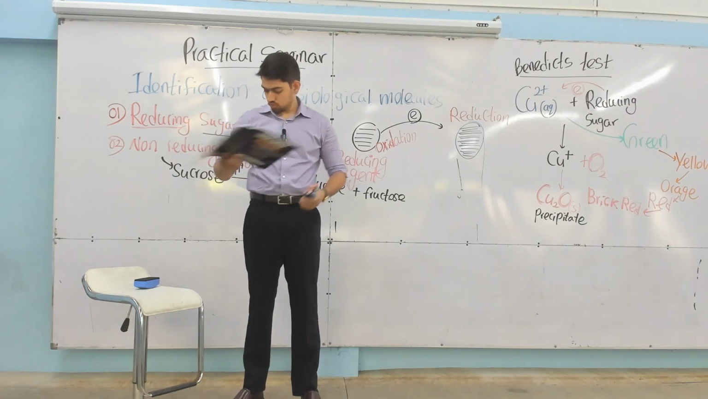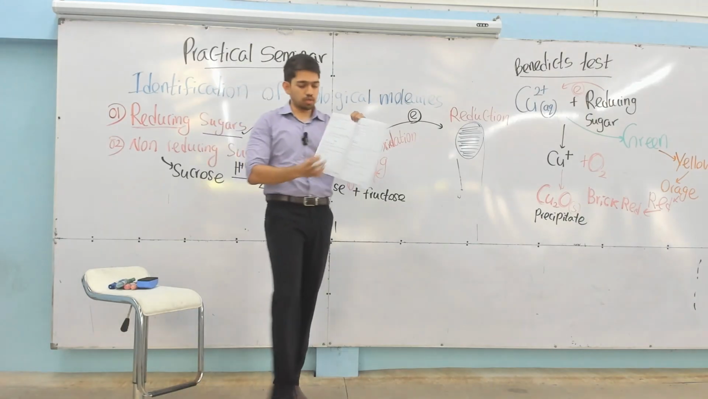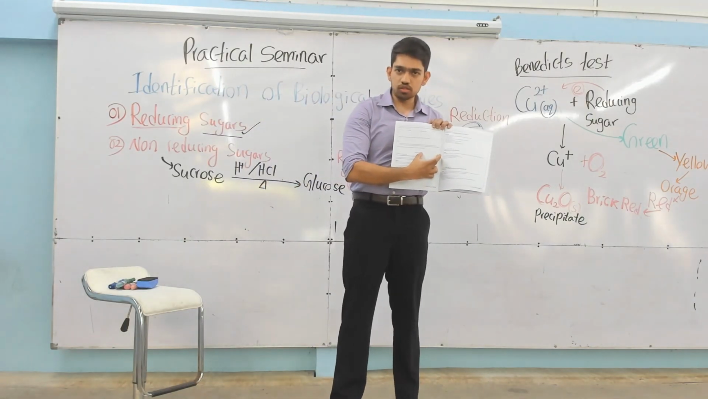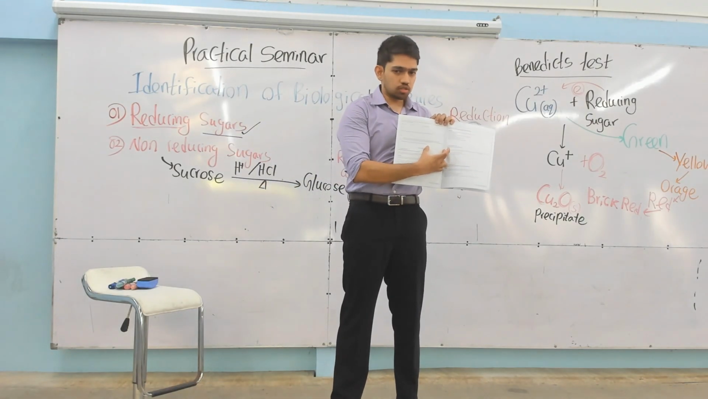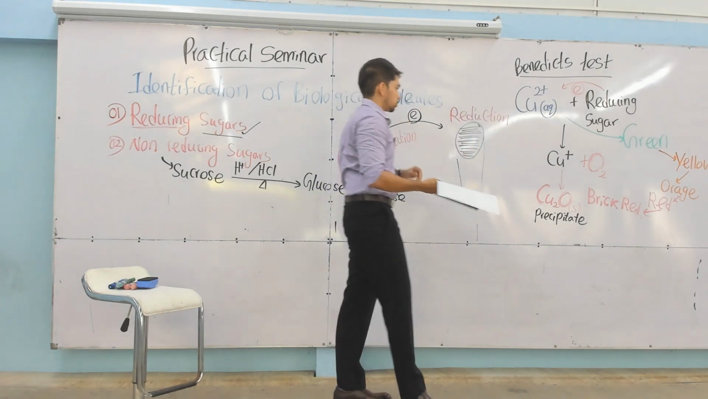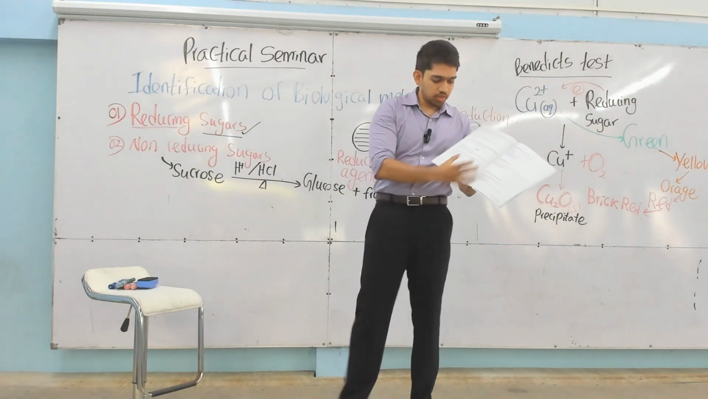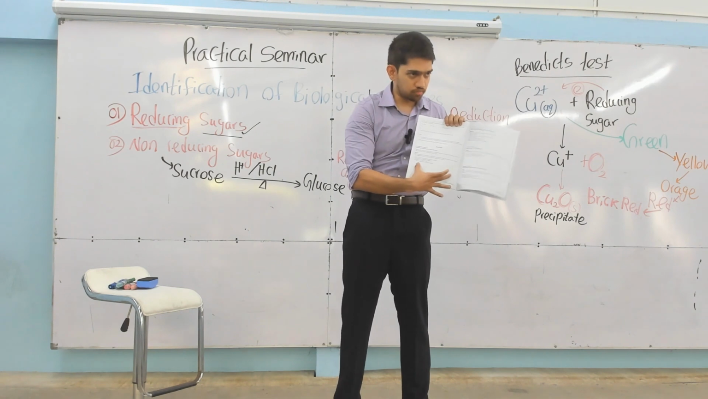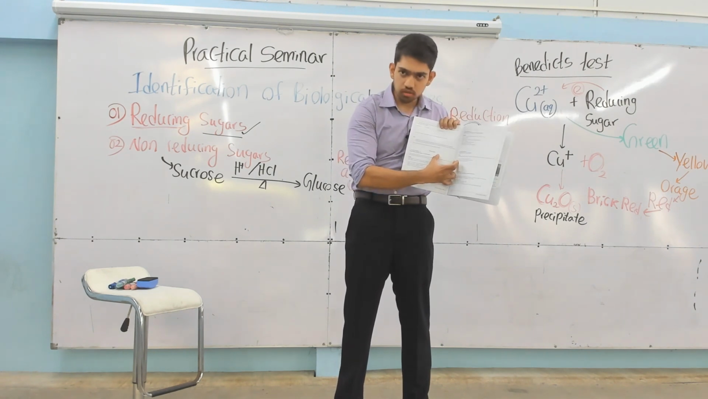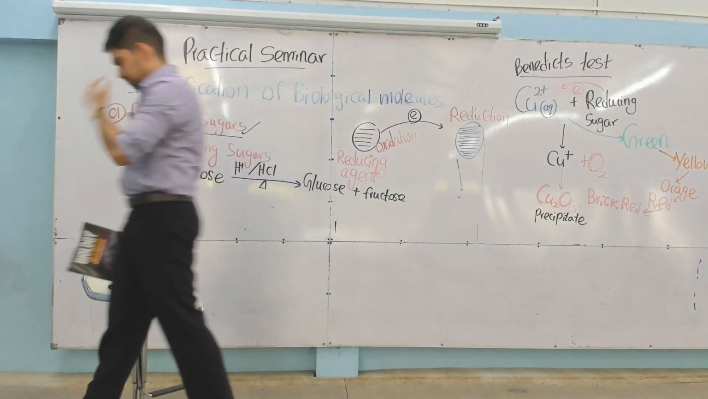So, I want to give you an idea of this reducing nature. There is some space in the practical guide. Let's try to write what a reducing agent and a reducing sugar are. We will not write here because we have to draw some practical steps there. Somewhere you have space. Got it?